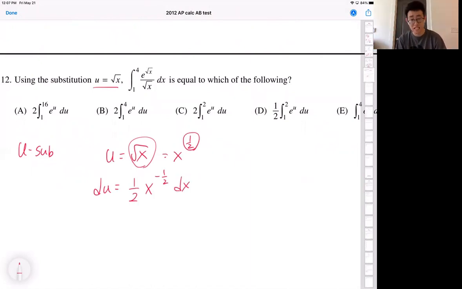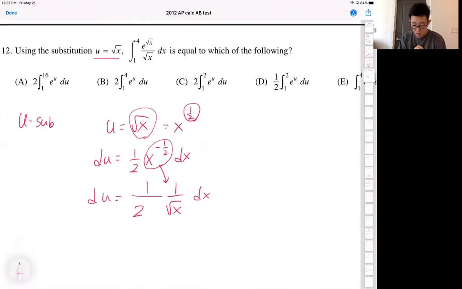But that also means that you have a dx right there. A negative exponent means that you have to put that variable in the denominator. So it becomes 1/2 times 1 over square root of x, dx. So du is equal to this. Putting that together, we want to find out what to substitute in for this part of the function, which has square root of x in the denominator and dx at the top.